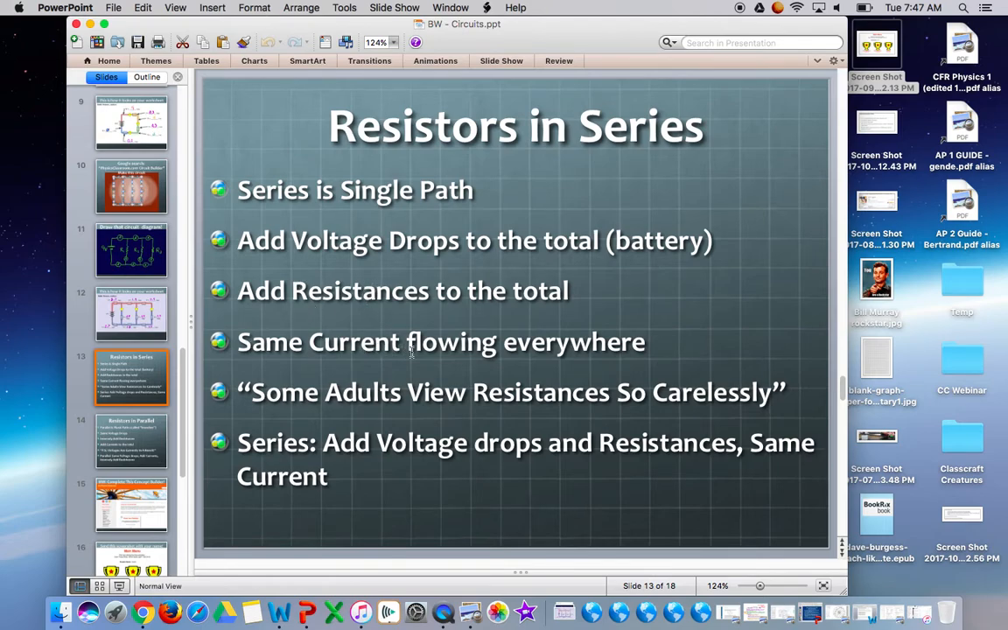And then the current is flowing. The same current was flowing everywhere. If you look back at your circuit, you'll see 0.3 amperes of current flowing everywhere you measured it with an amp meter. Here's a memory device for you. This is called an acronym.